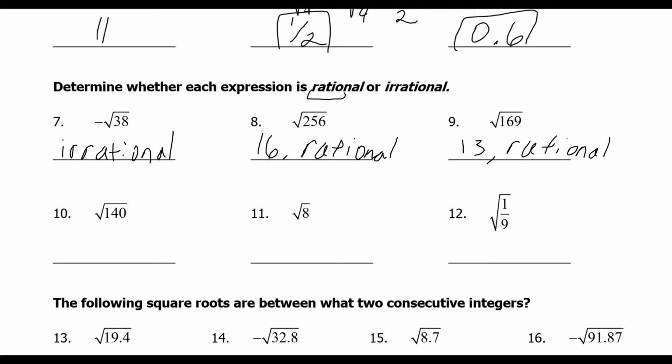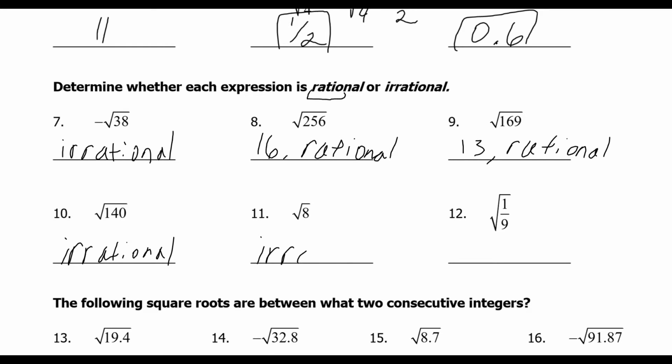Okay, number 10. Again, we plug into the calculator and we wind up with 11 point something something something, and whenever we get that 11 point something and realize that it doesn't repeat, we realize that it is irrational. Alright, same thing goes for number 11. Plug it in, see what happens.